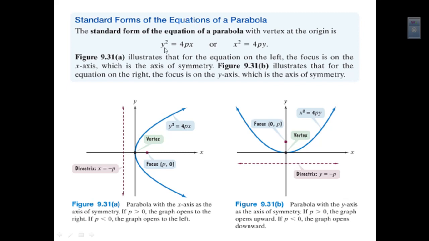For instance, y is up and down, but I always remember that if my y is squared, then that means it's going to open left or right. My x is side to side, but if my x is squared, that means it's going to open up or down. That's just my little memory tool for remembering. You can use it or not, doesn't matter. So this is y squared equals 4px. This is x squared equals 4py, a general form for it.